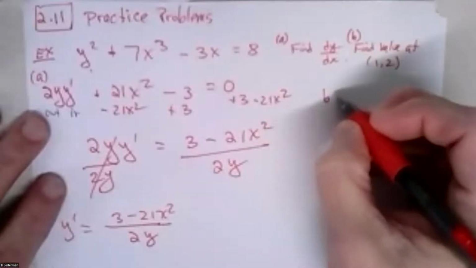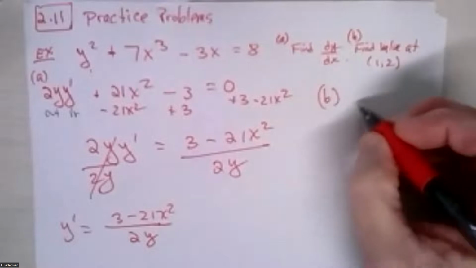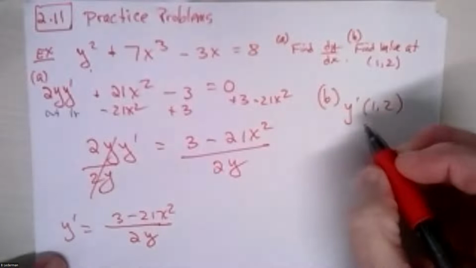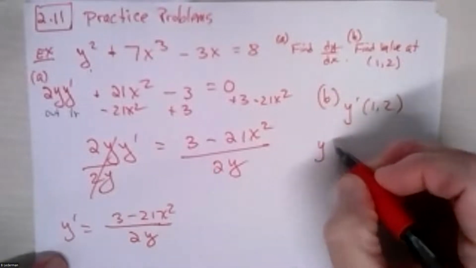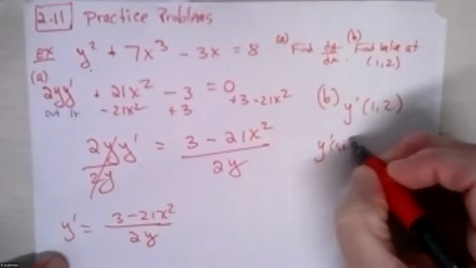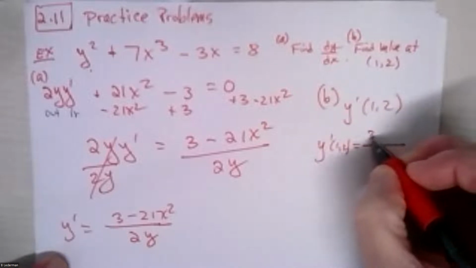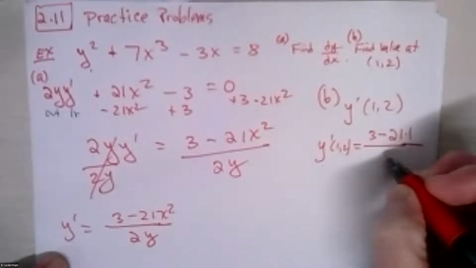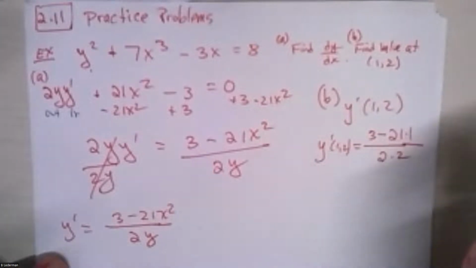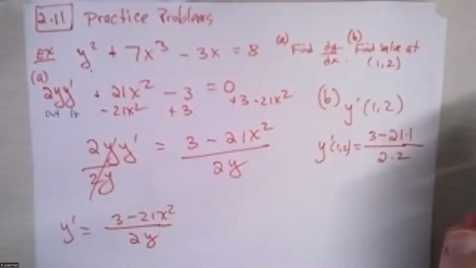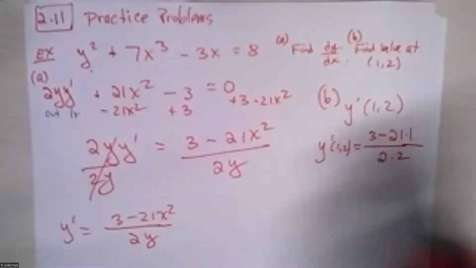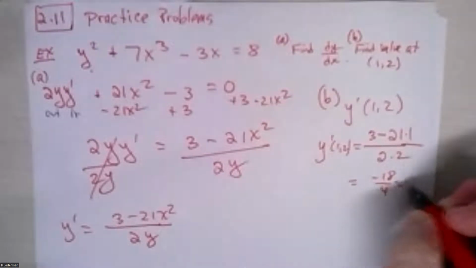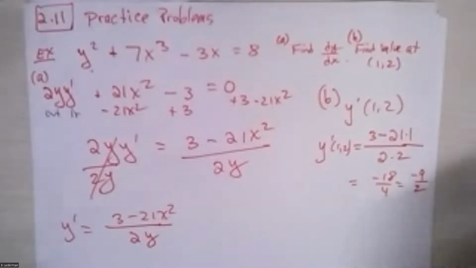Now for B, I want y prime at (1, 2). We're just going to plug in: y prime at (1, 2) equals (3 minus 21 times 1) over (2 times 2). That comes out to negative 18 over 4, which reduces to negative 9 over 2.